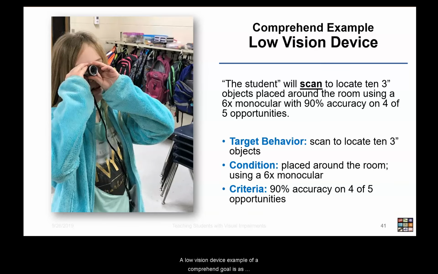A low vision device example for a comprehend goal is as follows. The student will scan to locate 10 3-inch objects placed around the room using a 6x monocular with 90% accuracy on 4 of 5 opportunities. In this goal, the target behavior is scan to locate 10 3-inch objects. The condition is placed around the room and using a 6x monocular. And the criteria is 90% accuracy on 4 of 5 opportunities.